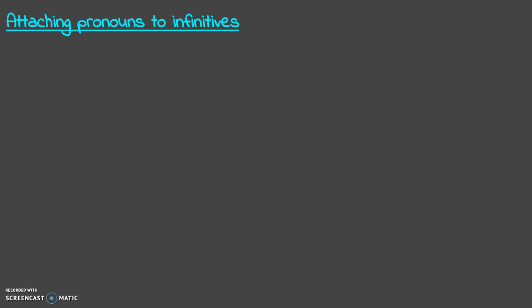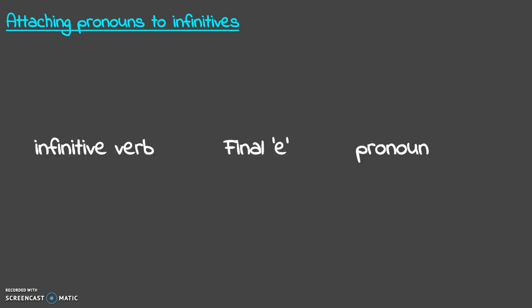So we saw earlier that the negative imperative in the tu form uses infinitive endings, so the are, ere, and ire endings. We can still attach pronouns to infinitive verbs, but we have to do one more thing before we do this. So we have our infinitive verb, we have our pronoun, but before we attach our pronoun to the verb, we need to remove the final e. And once we've done that, we can then attach it to the end. So let's look at some examples because it is much clearer in examples.